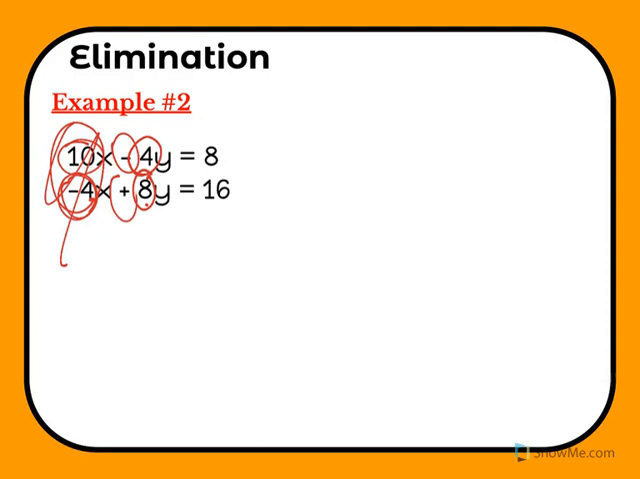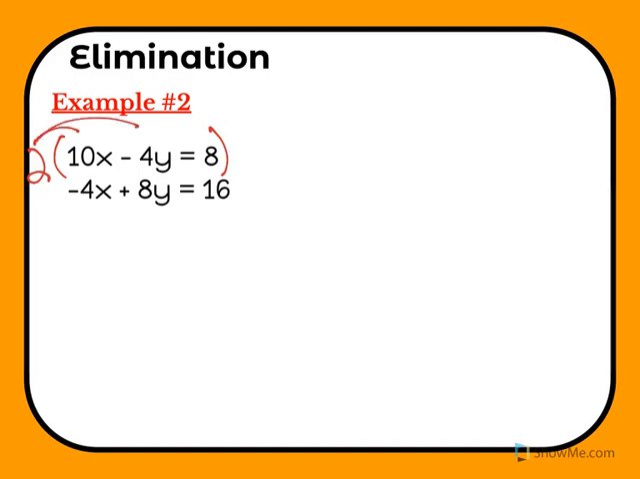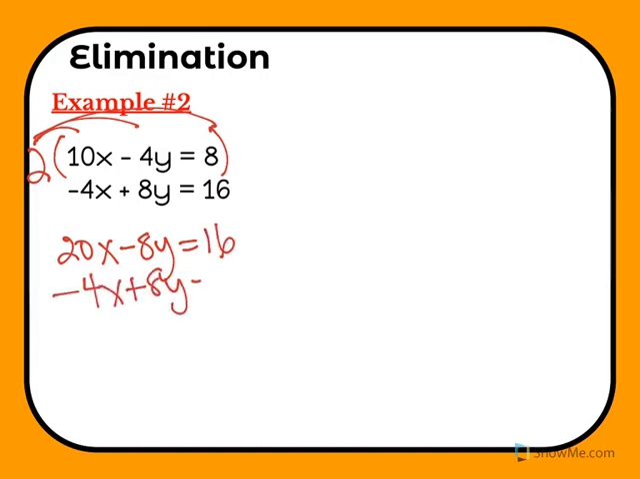And they're already one's negative and one's positive, so I just need to multiply by a positive 2 here, and I will end up with a negative 8y. So let's do that. Don't forget to distribute to everything. So 2, whoops, I don't know what I'm doing. Losing my mind, that's what I'm doing. 2 times 10x is 20x. 2 times negative 4y is negative 8y, which is what we wanted, right? 2 times 8 is 16. And then we still have our negative 4x plus 8y equals 16.